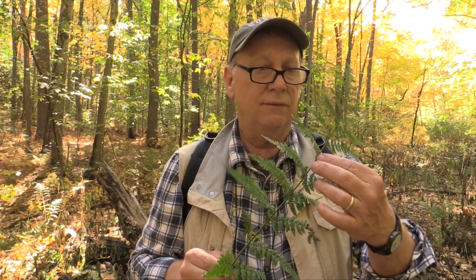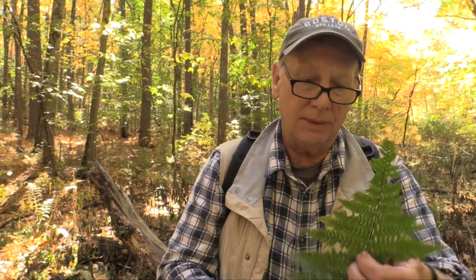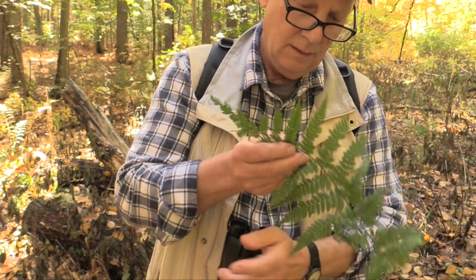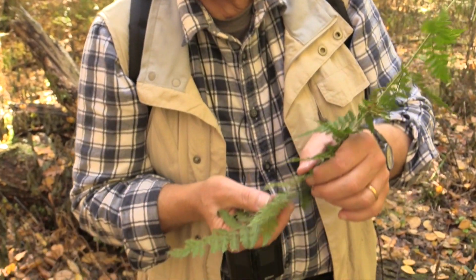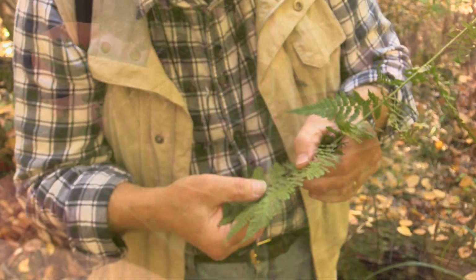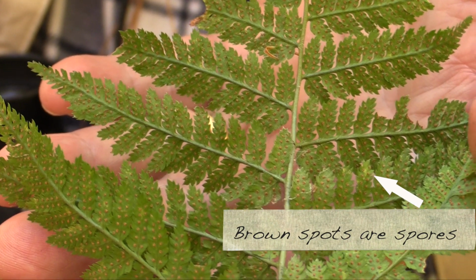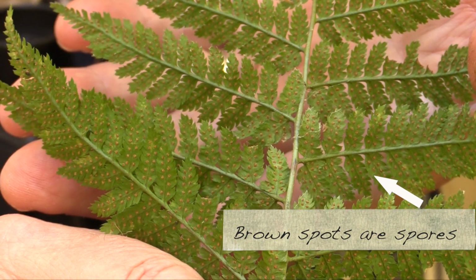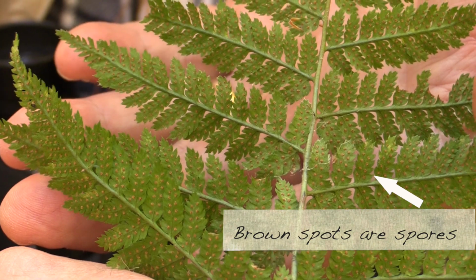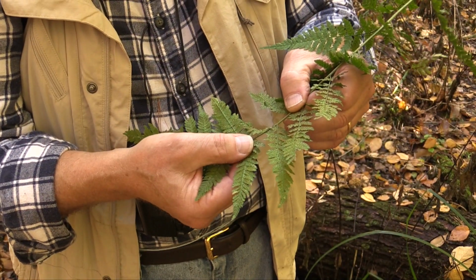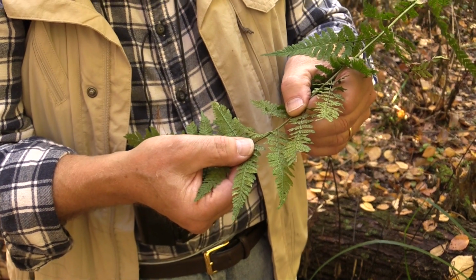On this particular wood fern here, if we look at the back of the fern, various pinnae, you can see small brown dots on the back. Now that is not a diseased plant. That's a very healthy plant, and those are the spores that the fern is going to use to reproduce.